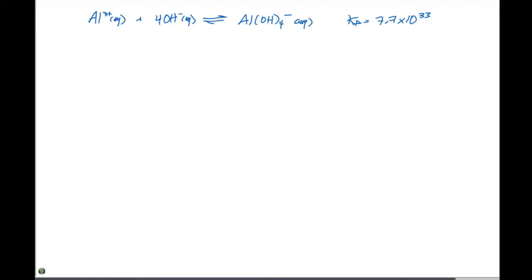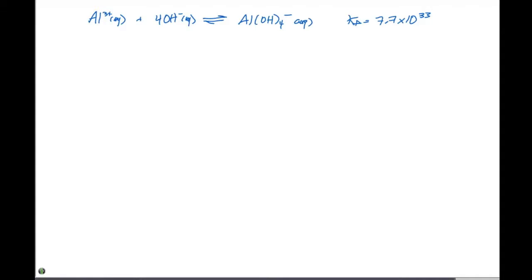What this is telling us is that this reaction would be better written as a full arrow going over to the right, because with such a large Kf value, predominantly the products are going to be present.